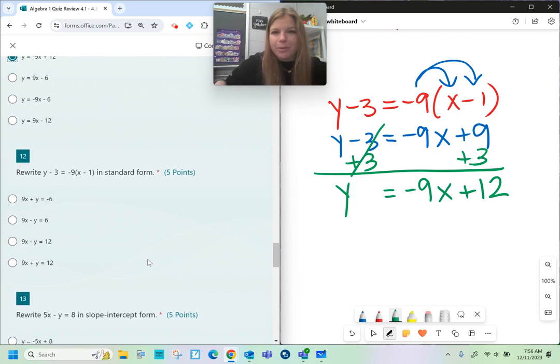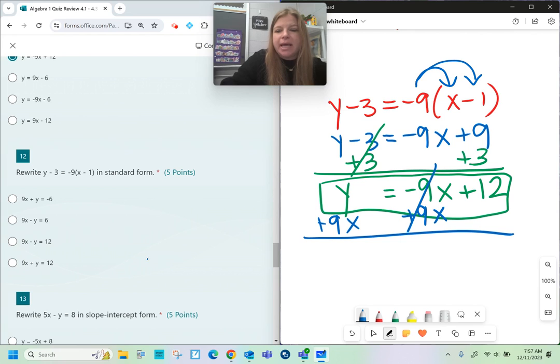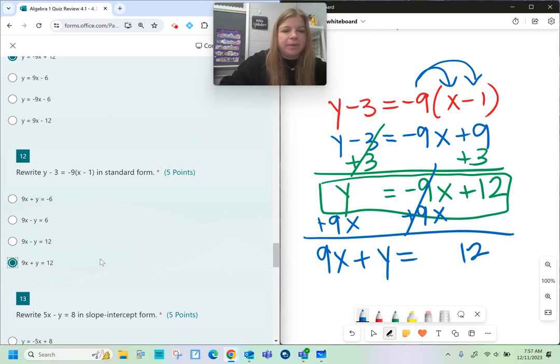What would be the only step that I'd have to do from this problem here to put this into standard form to make it look like ax plus by equals c? Well, I would just need to move my 9x to the other side of the equation. It's a negative 9x, so I'm going to add 9x on both sides. And if I do that, I end up getting 9x plus y equals 12. And that would be in standard form.